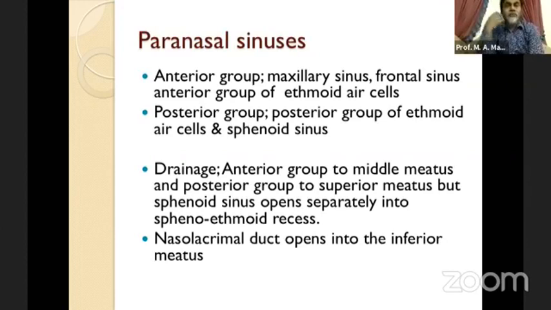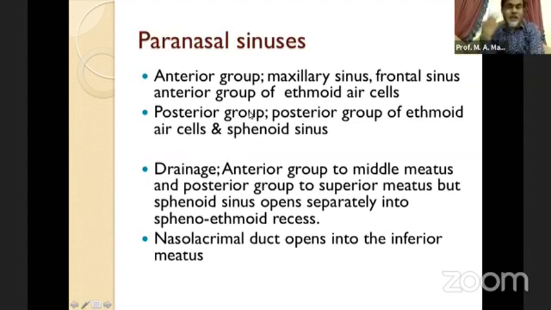What about the inferior meatus? Who drains to the inferior meatus? The nasolacrimal duct drains into the inferior meatus. So this is very important for your exam. This is very important for your MCQ as well, that how the paranasal sinuses drain.